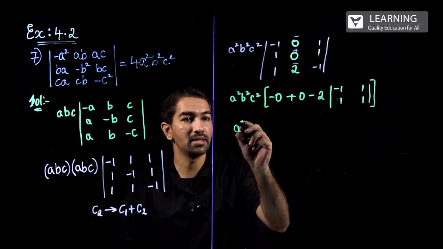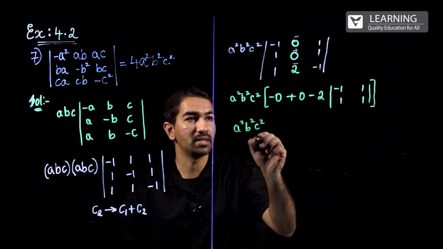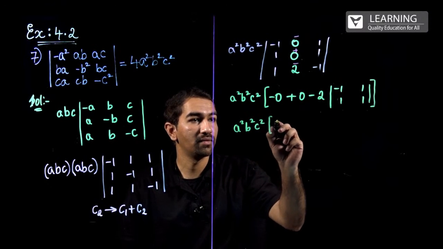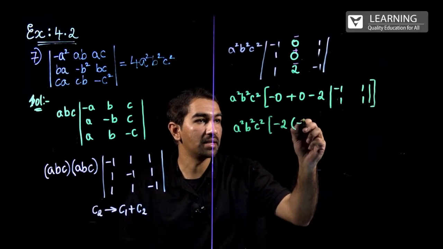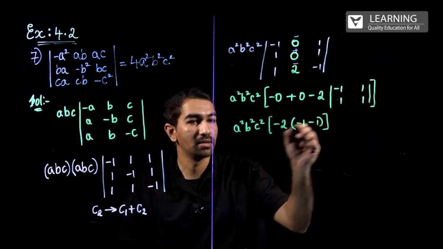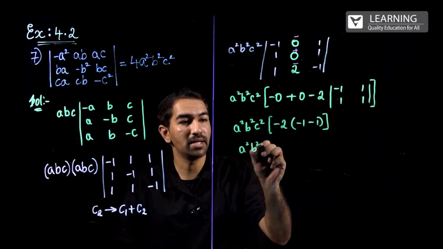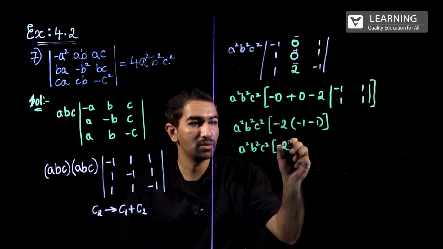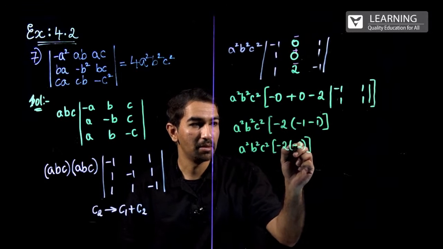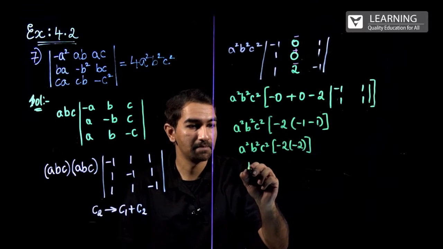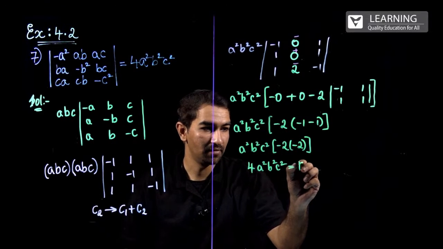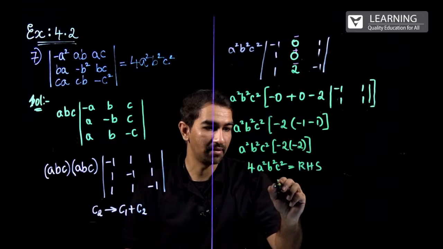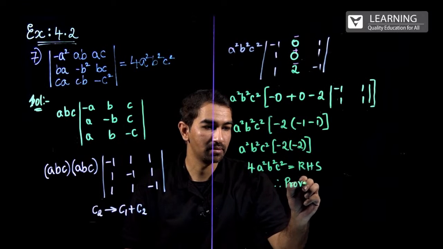Further simplifying this, a square, b square, c square of minus 2, evaluate this determinant, it will become minus 1, minus 1. So again a square, b square, c square of minus 2, minus 2. Minus 2 into minus 2 is plus 4. So 4 a square, b square, c square, which is our right hand side, therefore proved.